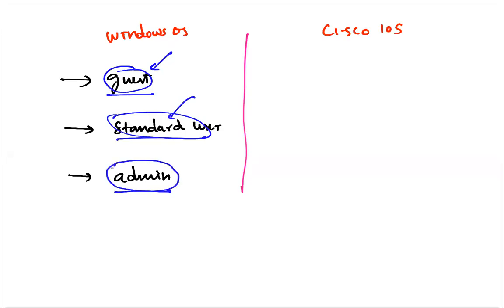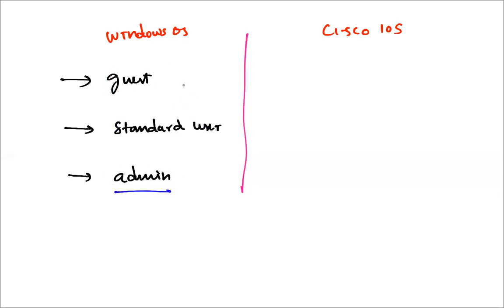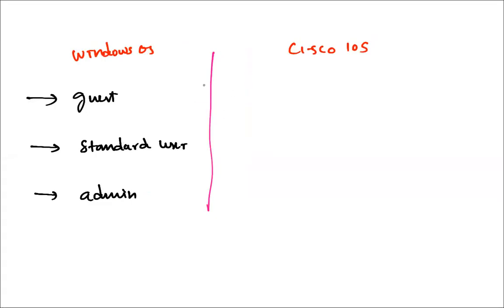So that is how you can understand the privilege levels or rights in Windows OS: admin, standard user, and guest. The same way in Cisco IOS, Cisco's operating system, we also have three privilege levels. We're going to call them modes here. In Windows you call them a guest account, a standard user account, and an admin account. In Cisco IOS we're not going to call them accounts. Instead, we're going to call them modes.